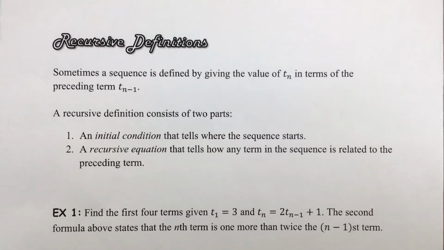One, you need an initial condition. That tells you where the sequence starts. In other words, that would be T1. You have to have T1. The second condition is a recursive equation. That would be like a formula, a recursive equation that tells you how any term in the sequence is related to that preceding term. It tells you exactly how to use that preceding term to create the next one.